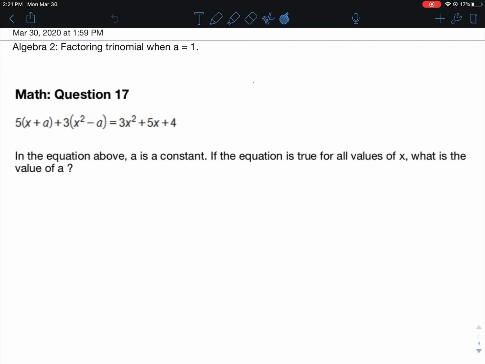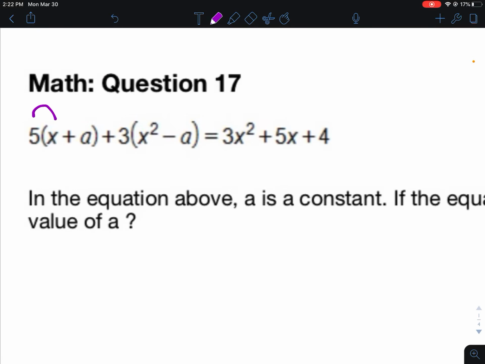So when I look at this question here, it says A is a constant. Remember, a constant is just a number. That's all we're looking for. So it wants to know what is the number that A should be to make both sides of that equation equal. Well, in order to figure that out, we have to do some distributing, right?